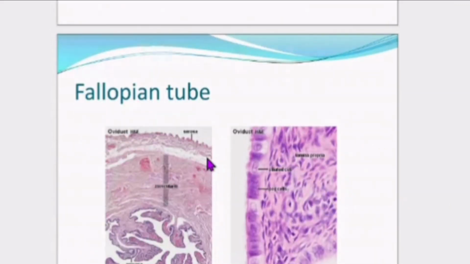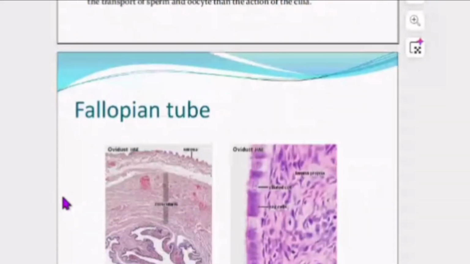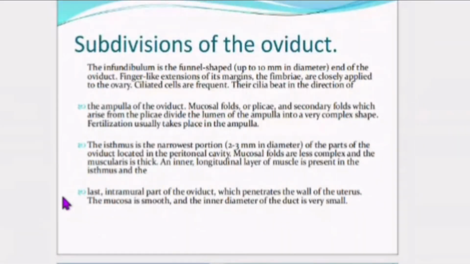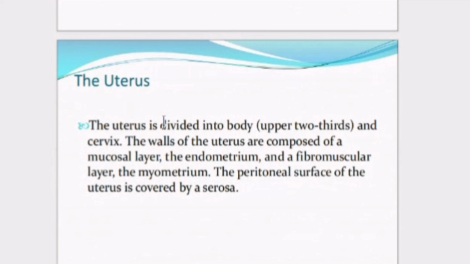So we are done with the oviducts, which are our fallopian tubes. Here we're just seeing a histological picture. This is the subdivision I was speaking about: your infundibulum, which is funnel shaped, your ampulla, your isthmus, and your last part, the intramural part, which is the one that enters into the uterus. So just like that, we are done with the oviducts.